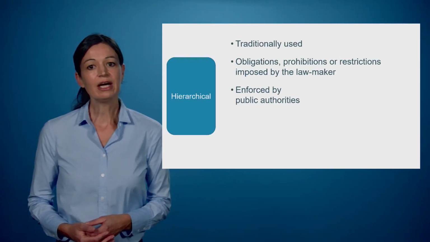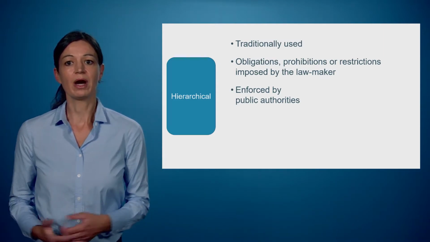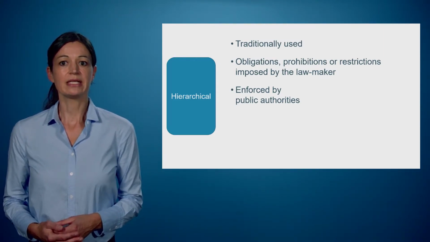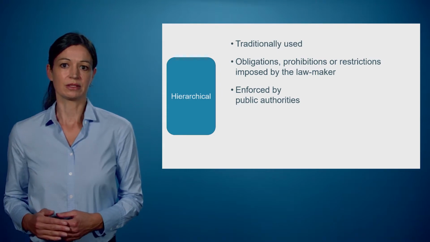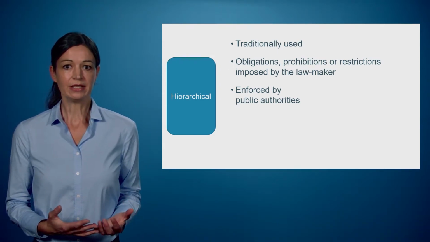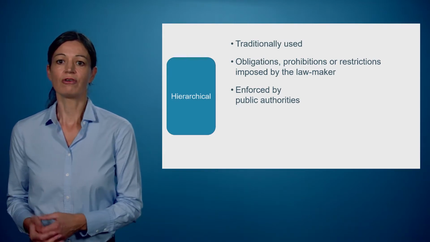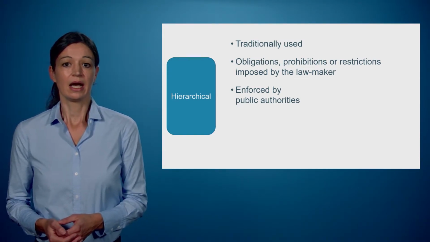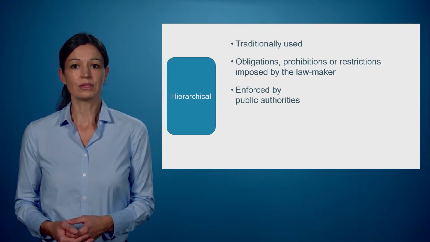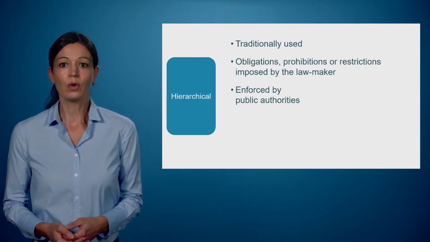Traditionally, EU environmental policy and a large part of climate policy was based on hierarchical instruments. The lawmaker imposes certain obligations, prohibitions, or restrictions, and those rules can be enforced by the regulator or the courts.